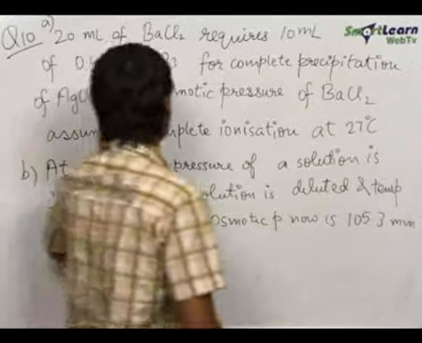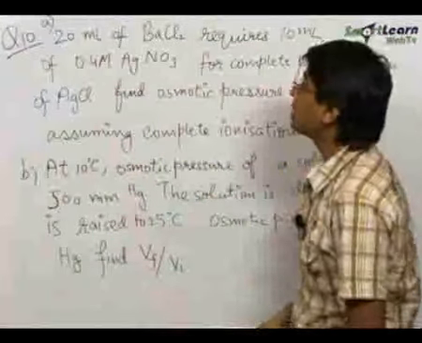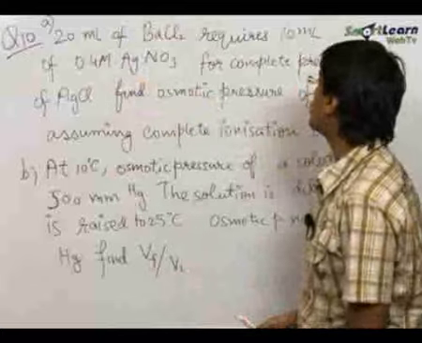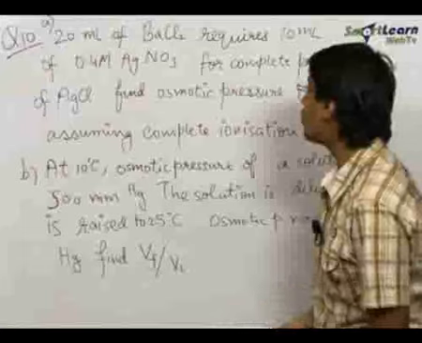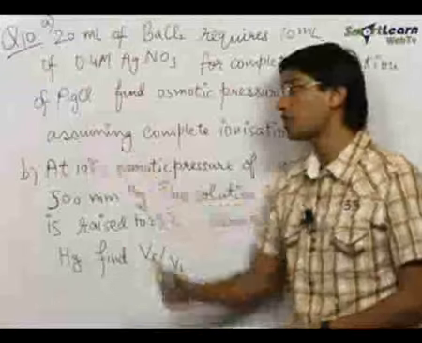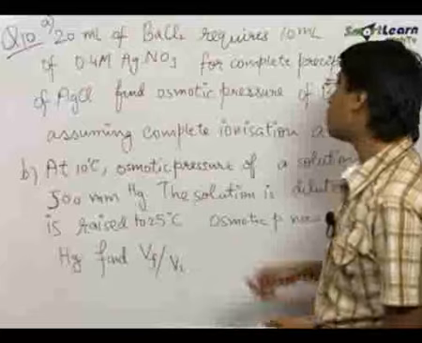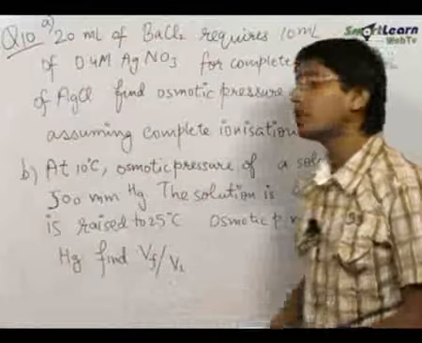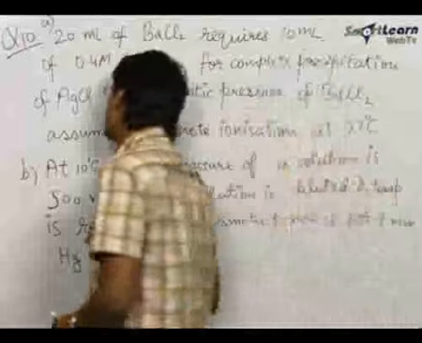The 10th problem which we have is a pretty interesting problem. The first part says we have a 20 ml of barium chloride solution requiring 10 ml of 0.4 molar AgNO3 for complete precipitation of silver chloride. We want to find the osmotic pressure of barium chloride assuming complete ionization of barium chloride at 27 degrees Celsius.